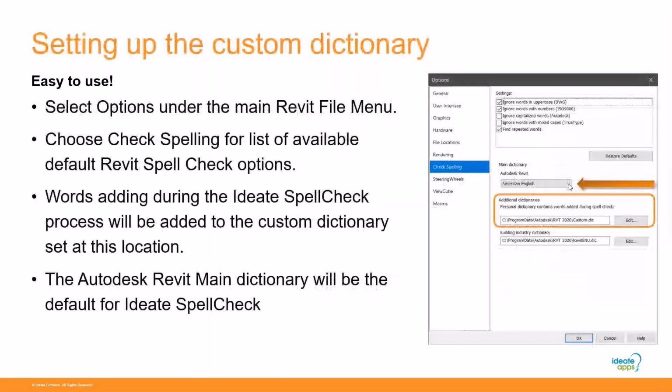So the custom dictionary, as I mentioned, is part of Revit. You go to the options under Revit and check spelling. This is where you would choose your main dictionary, whether it's British English or American English, and where that custom dictionary is located. That's where any words that you add as you do a spell check will get added to that custom dictionary. The Autodesk main dictionary will be the default for Ideate SpellCheck, and then that custom dictionary will also be added and checked at the same time. And then you can have a building industry dictionary as well. That's all part of Revit, so we're very tightly integrated into the settings within Revit as well.